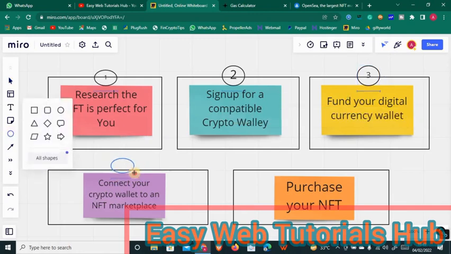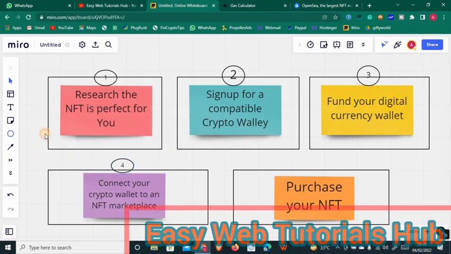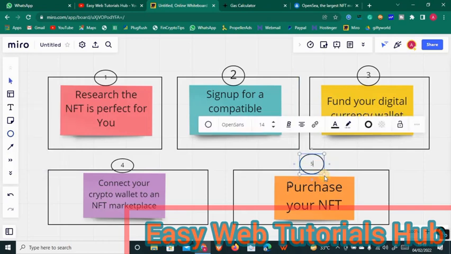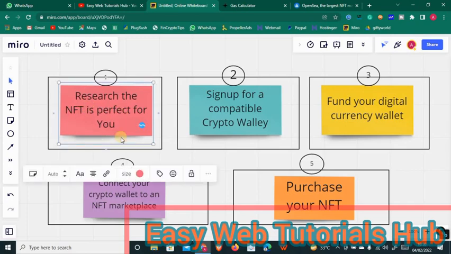Now you connect your crypto wallet to an NFT marketplace, which is why I introduced two websites to you. Out of these two websites, one is for you to check the gas price and the other is for you to buy your NFT token. And the last but not the least here is to purchase your NFT. For you to make the best out of this whole thing, you need to know how to go about it.